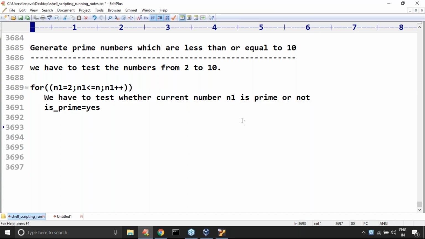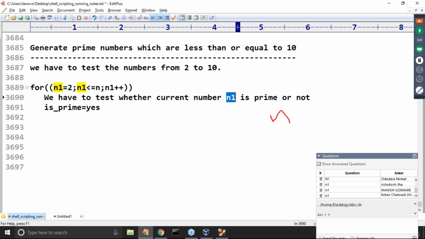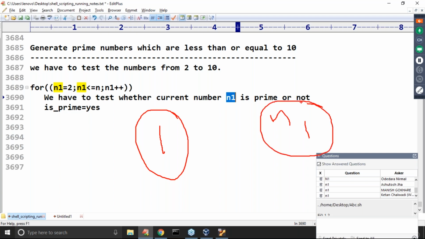Now to test whether n1 is a prime or not, what do I have to take? 1 and n1, two factors are there. From 2 to n1 minus 1. Are you getting? From 2 to n1 minus 1, if you have any other factor, then n1 is not a prime number.